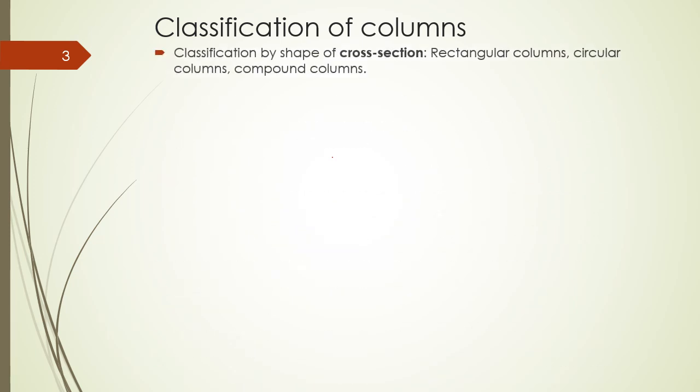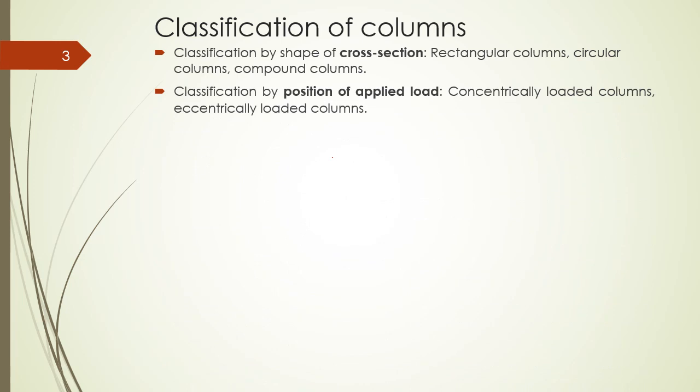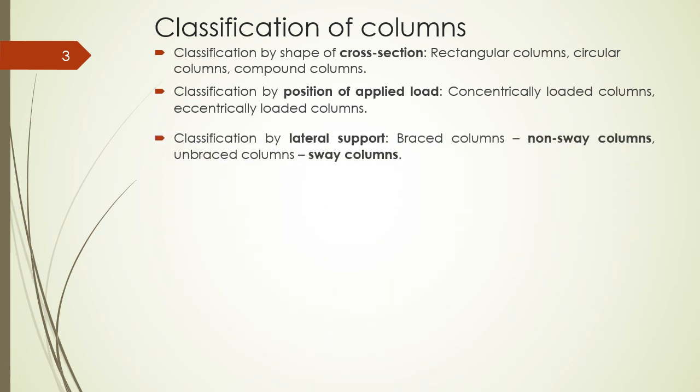Columns can be classified in various ways. We can classify columns by cross-section, for example, rectangular columns or circular columns. We could classify columns by the position of the applied load, say concentrically loaded columns or eccentrically loaded columns. We could classify columns by lateral support, either braced columns, which now in the Eurocode is referred to as non-sway columns, or unbraced columns, which in the Eurocode is now referred to as sway columns.